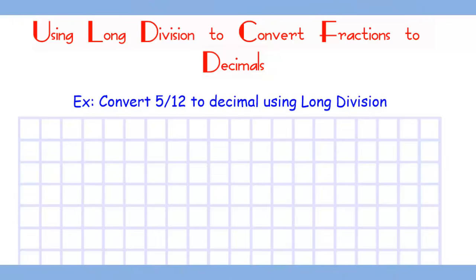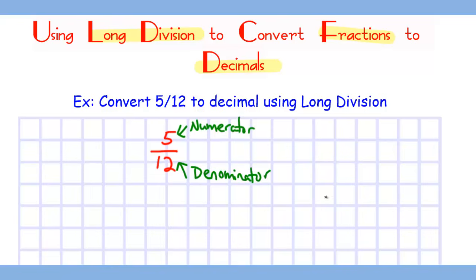Hi everyone, this lesson shows you how to use long division to convert fractions to decimals. In the example given, we have 5/12 that needs to be turned into a decimal. Let's first go over some vocabulary from 5/12 before we begin. The 5 is the numerator, the 12 is the denominator.